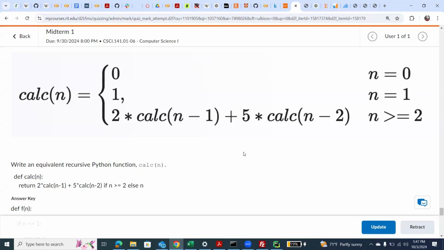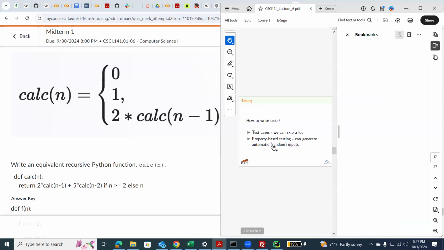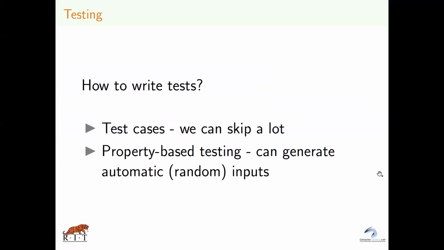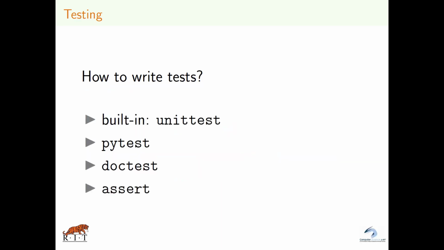Okay, let's go back to testing. If we have a test that covers many possible inputs, then we can generate randomly, or it means automatically, create thousands of test cases and do testing. And there are several methods that we can use.